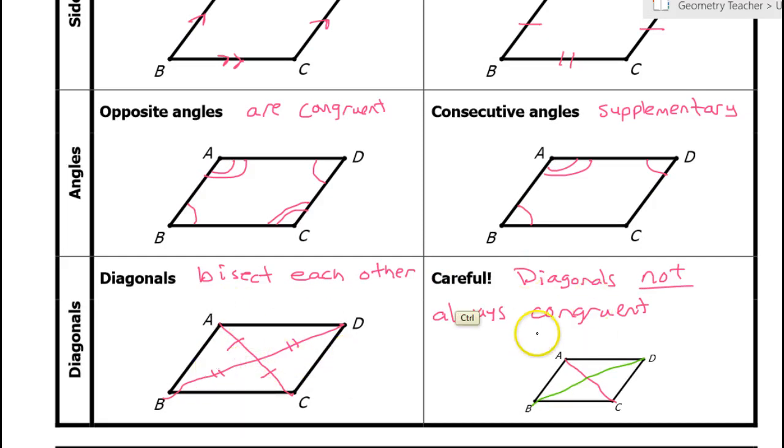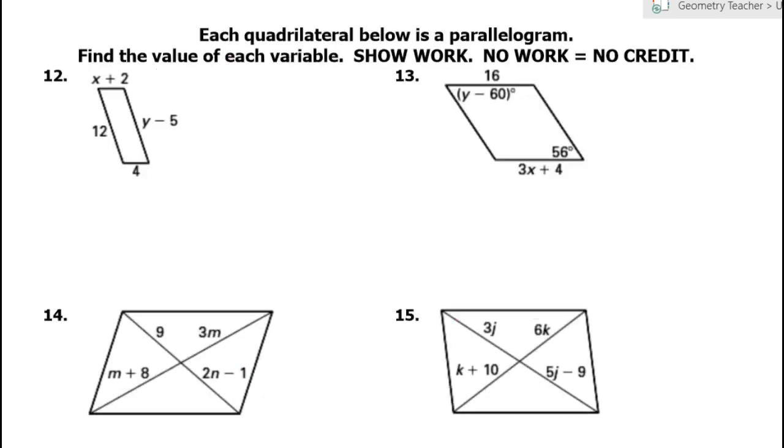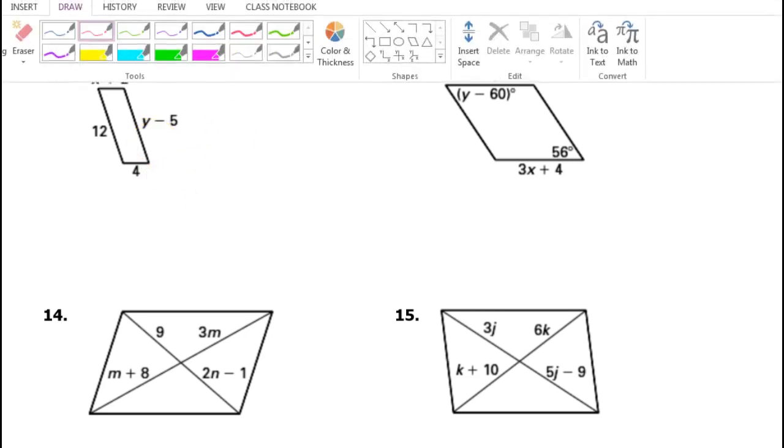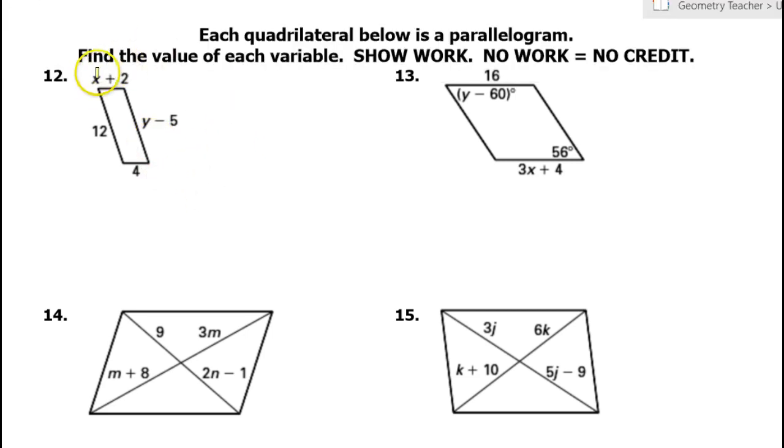Diagonals are not necessarily congruent, so don't make that a false assumption. That's only going to happen if you have a rectangle. So let's use those properties. Let's start off using the property that the opposite sides of a parallelogram are congruent.